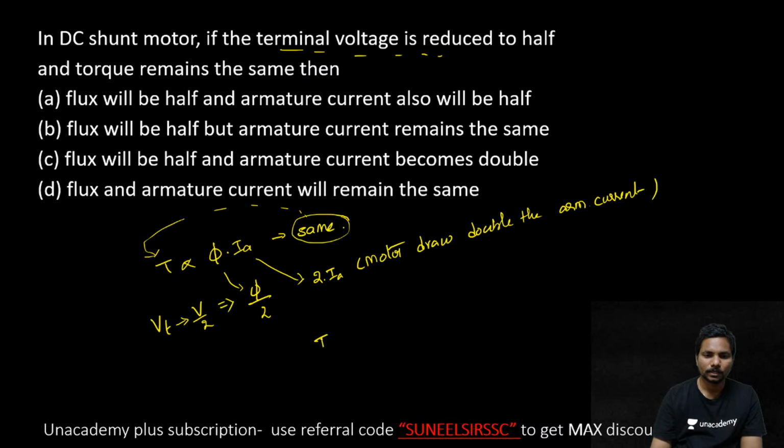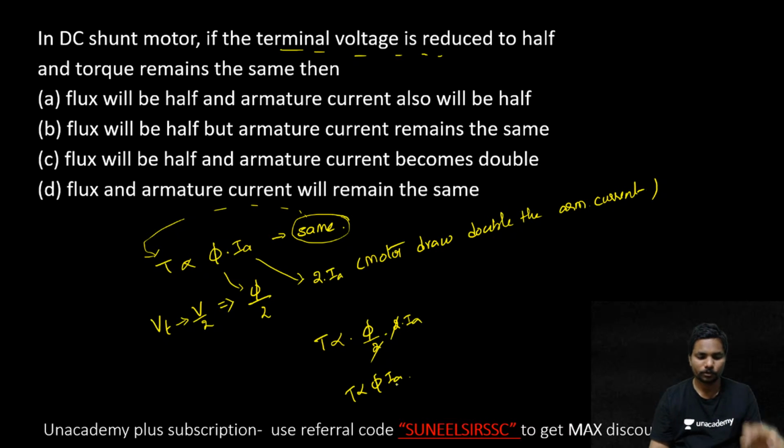Then what will happen? Torque is proportional to phi, which is phi by 2, into Ia, which is 2 into Ia. Then this 2 gets cancelled out. Torque is proportional to phi into Ia only. So we are getting constant torque, that is, the torque remains the same.